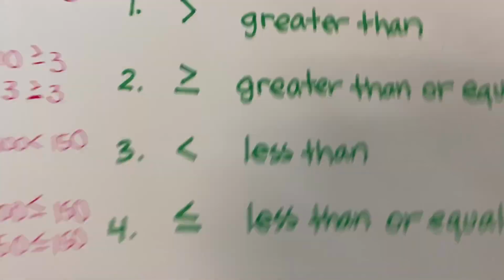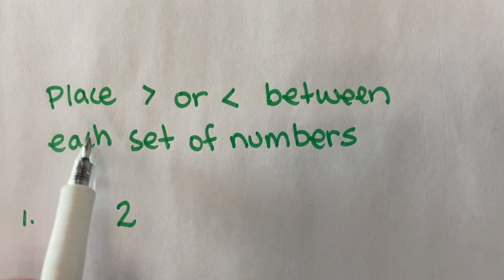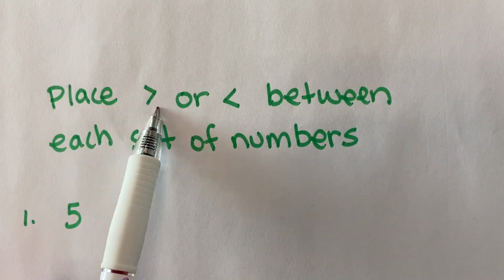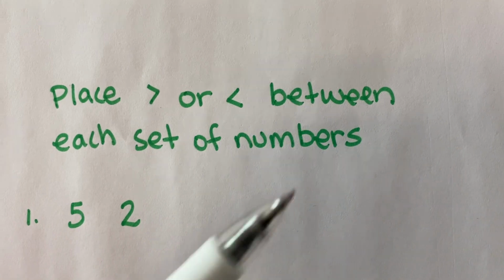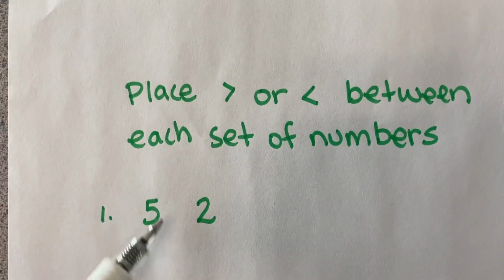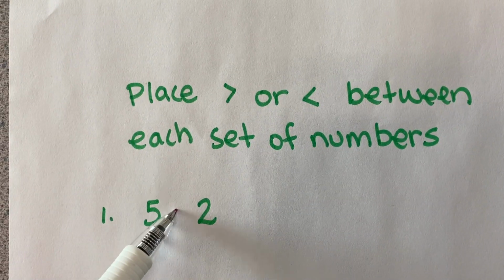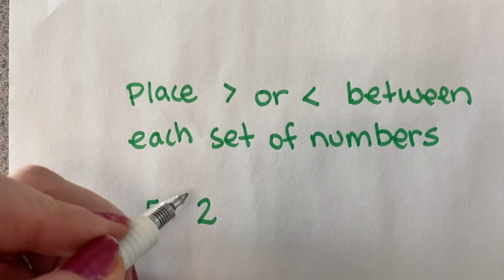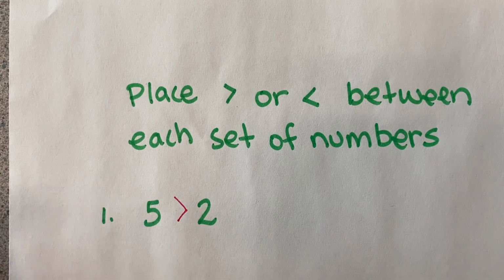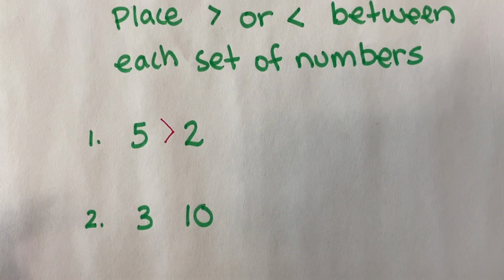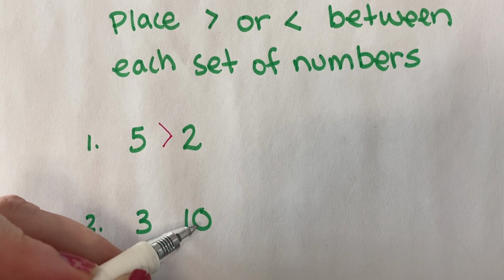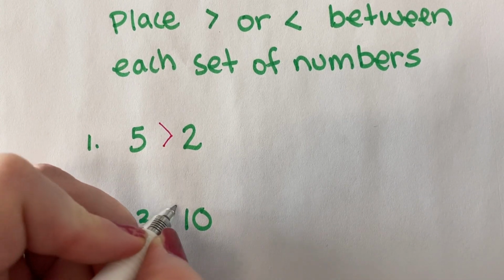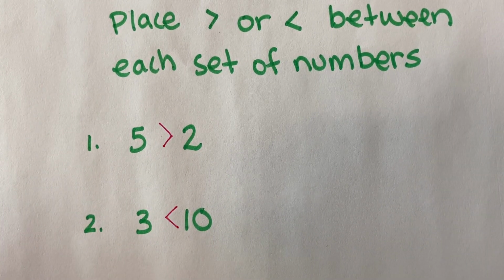Okay, so now let's do a couple of examples. We're going to do 8 of these because they're so quick and easy. We're just going to place the correct symbol, greater than or less than, between each set of numbers. So the first one, 5 is what compared to 2? Greater than. Next one, 3 compared to 10. Well, 3 is less than 10.